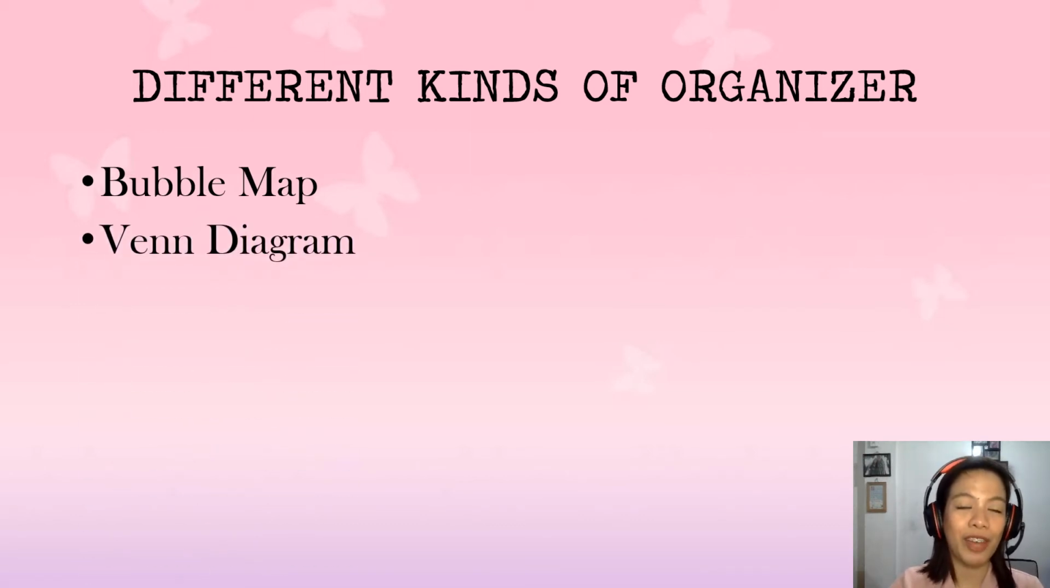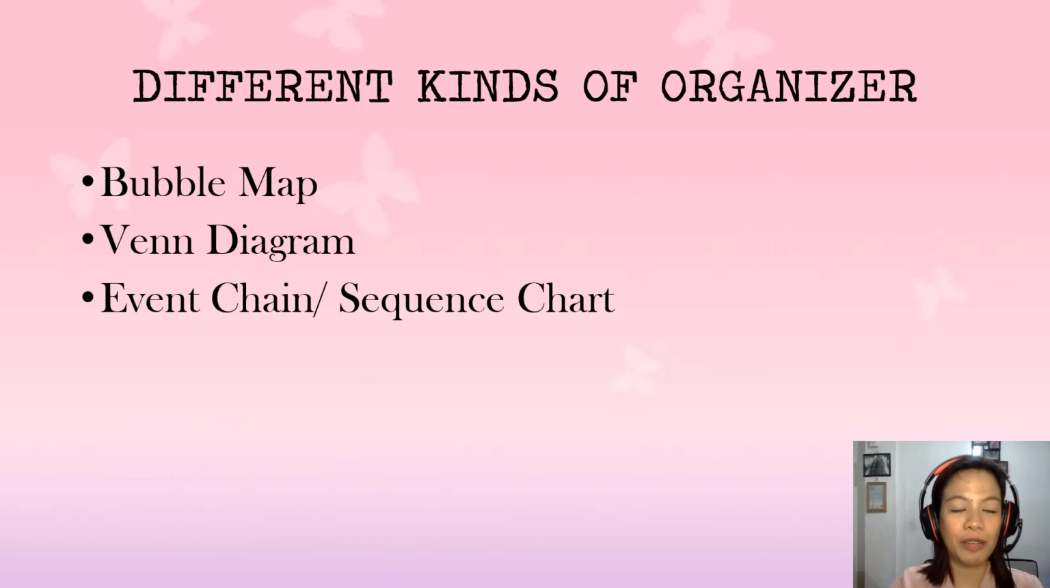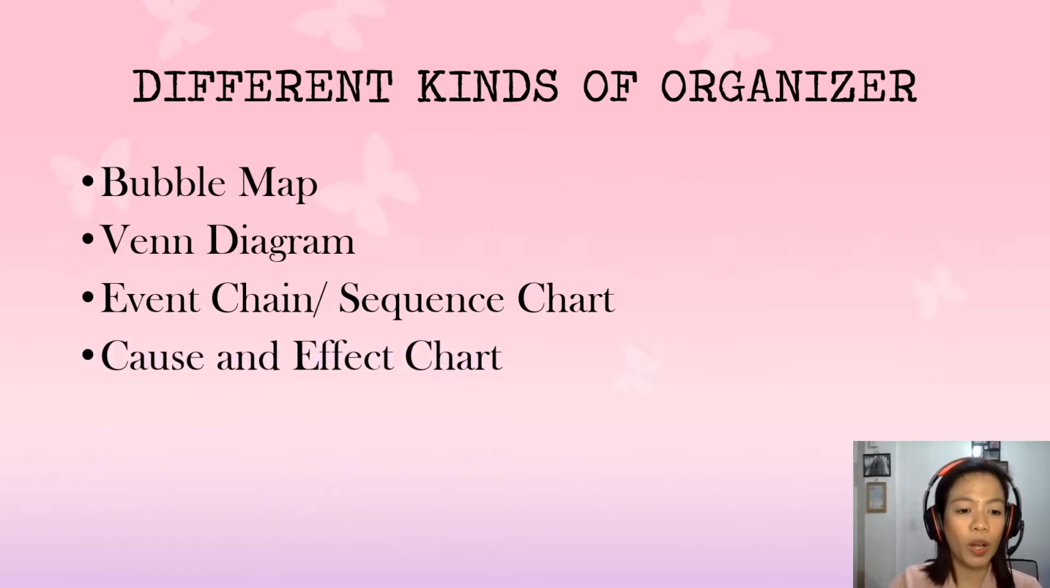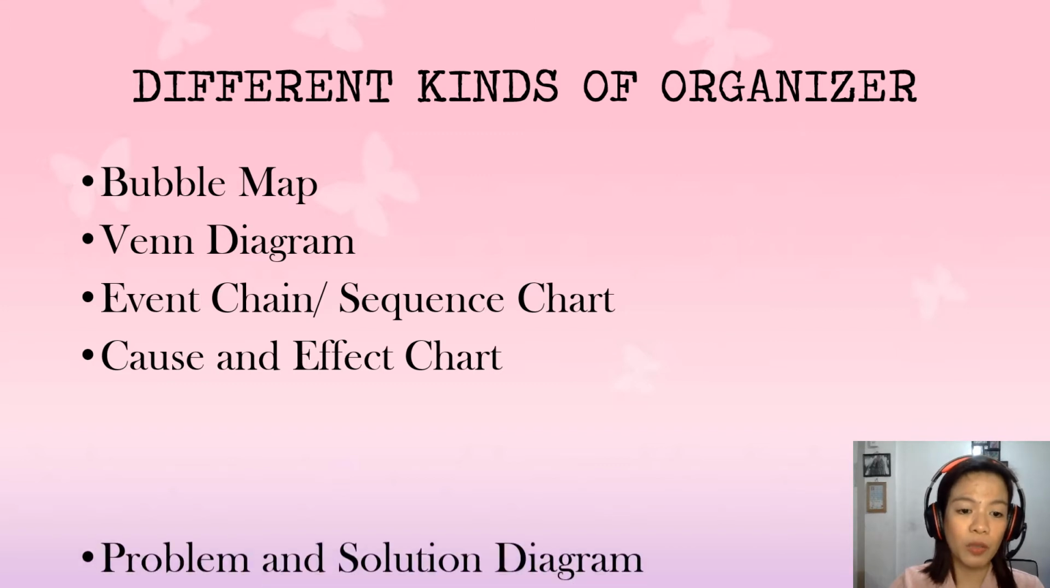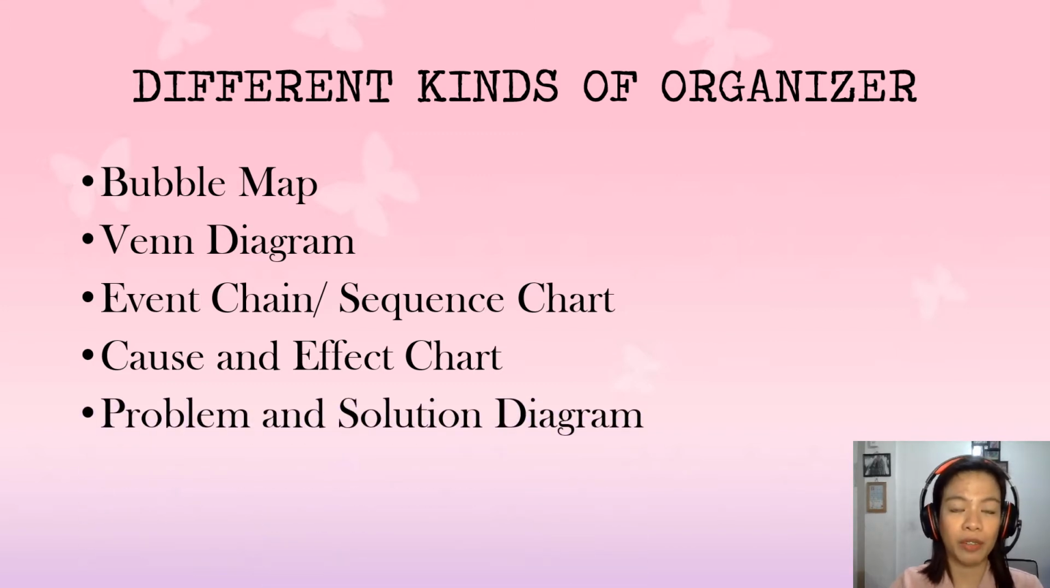We also have the Venn diagram, which is commonly used to show the similarities and differences between two subjects. We also have the event chain or sequence chart, which describes the steps or stages in a process, or what we call chronological order. We also have the cause and effect chart, which describes how one event affects another in a process. And the last one is the problem and solution diagram, which is used to identify a problem and the steps towards its resolution or solution.